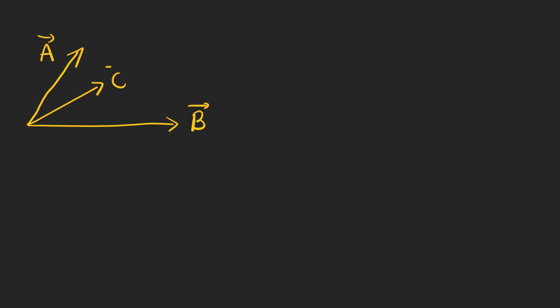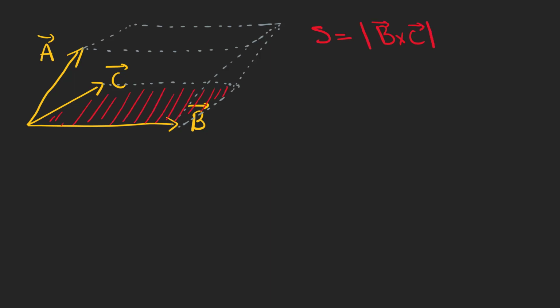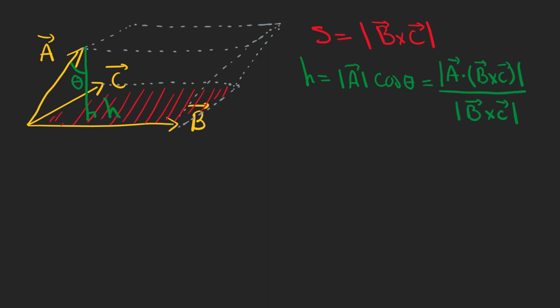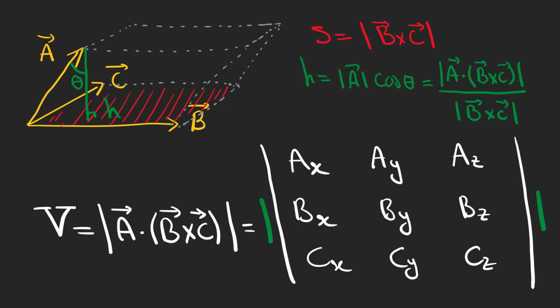Now, suppose that we have these three vectors A, B, and C. How can we find the volume of the parallelepiped formed by these vectors? The area of the red part can be calculated using the magnitude of the cross product. We can also find H, which is perpendicular to the red plane, so it can be written as the dot product of A and B cross C divided by the magnitude of B cross C. By multiplying S and H, we have the volume, which can also be written as a determinant.